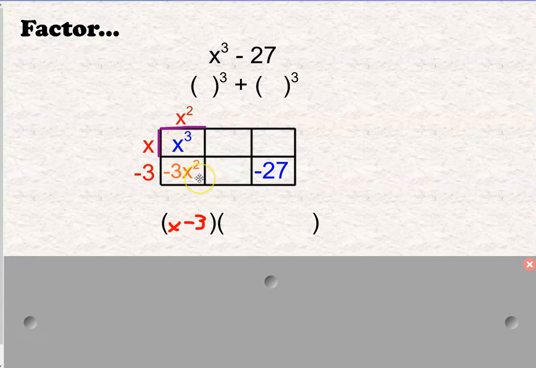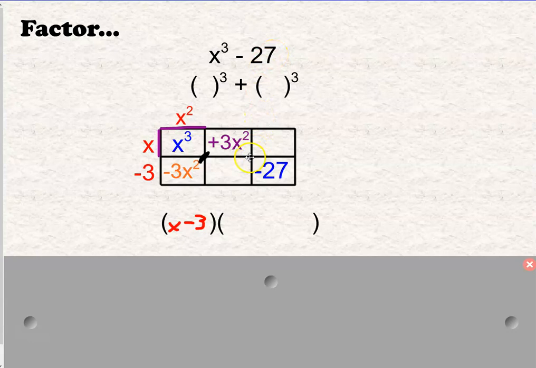Well, it would be, but here's my problem. Are we supposed to have a negative 3x squared in my original polynomial? Well, no, we're not. And I don't like that. So I'm going to have to find a way to cancel this negative 3x squared out up here in this box. The way I'm going to cancel out a negative 3x squared is I'm going to put in a positive 3x squared, because those are going to cancel each other out, and we're going to be left with x cubed minus 27, which is exactly what I want to have.